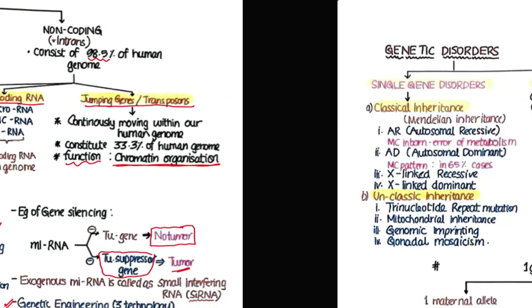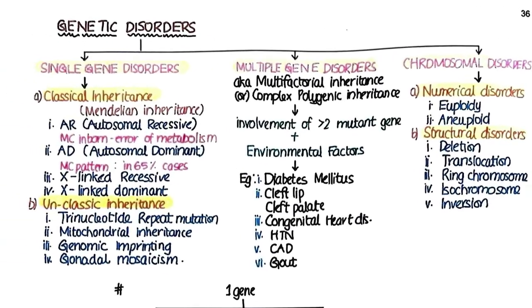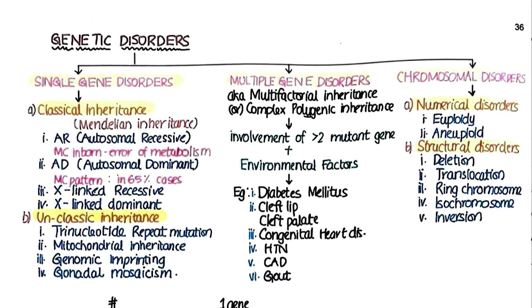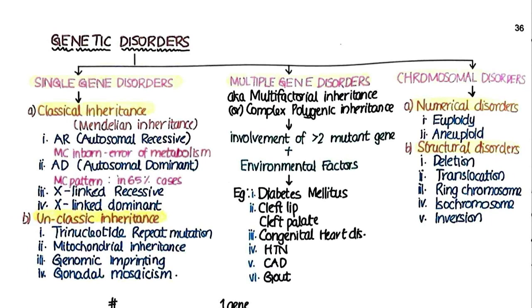Now let us discuss the genetic disorders, the main part of this video, the important part as far as exams are concerned. Genetic disorders can be divided into three categories. This is a very, very, very important classification. With the help of this classification only, we can mind map things, so that if something is asked, we know from where it is asked. I think there is no forgiveness if we forget this classification.